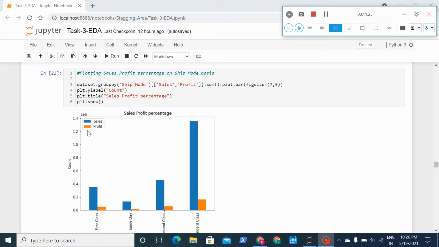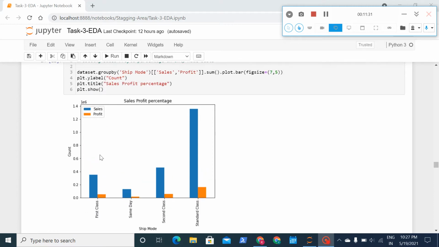Next, we will be plotting sales and profit percentage on a ship mode basis. Here, the blue color bar represents the sales and the yellow color represents the profit. In first class, we can see that sales is high and the profit too, but comparatively, the standard class has the highest amount of sales and also the highest profit than any other. So sales in standard class has to be appreciated. Also, the sales and profit in same day is very poor, so measures have to be taken to improve sales on same day.